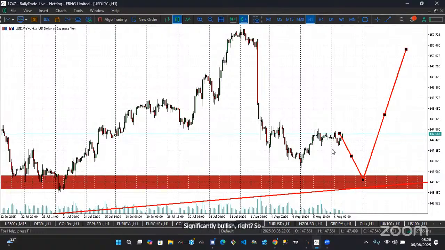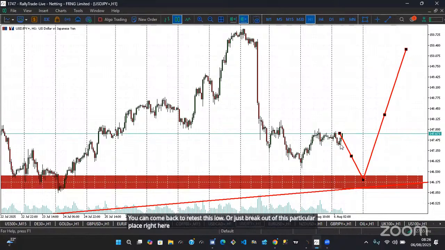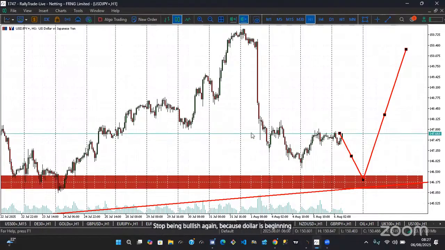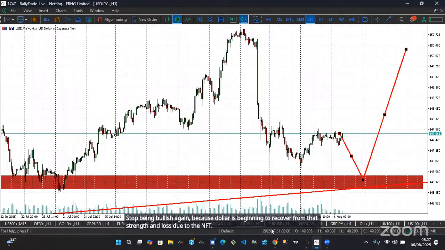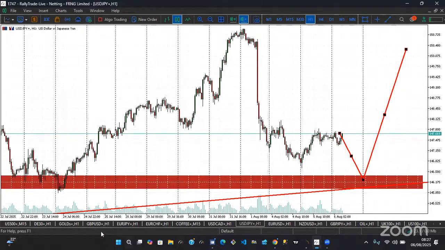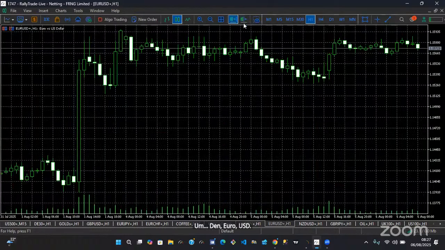So today, I expect price, all things being equal, can come back to retest this low or just break out of this particular place right here. So I can bet my money on it. Most likely, USD JPY is going to start being bullish again because the dollar is beginning to recover from that strength it lost due to the NFP. Then Euro USD, the Euro dollar.